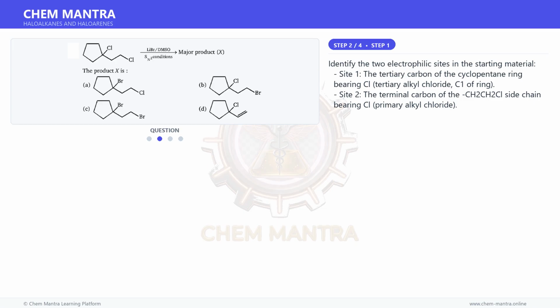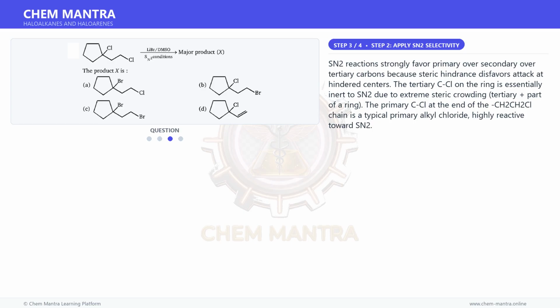Moving on to the next step. Identify the two electrophilic sites in the starting material. Site 1, the tertiary carbon of the cyclopentane ring bearing Cl, tertiary alkyl chloride, C1 of ring. Site 2, the terminal carbon of the CH2CH2Cl side chain bearing Cl, primary alkyl chloride.